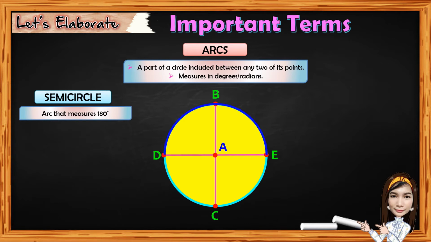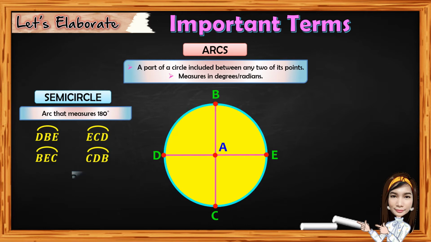The first arc that we have is the semicircle, an arc that measures 180 degrees. So we have arc DBE. Another, we have arc ECD. Next, we have arc BEC. Another, we have arc CDB. Now let's have another arc, what we call the major arc.